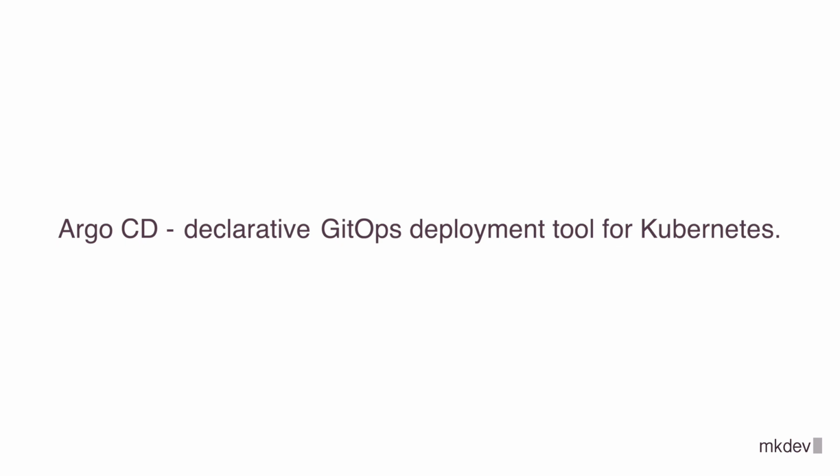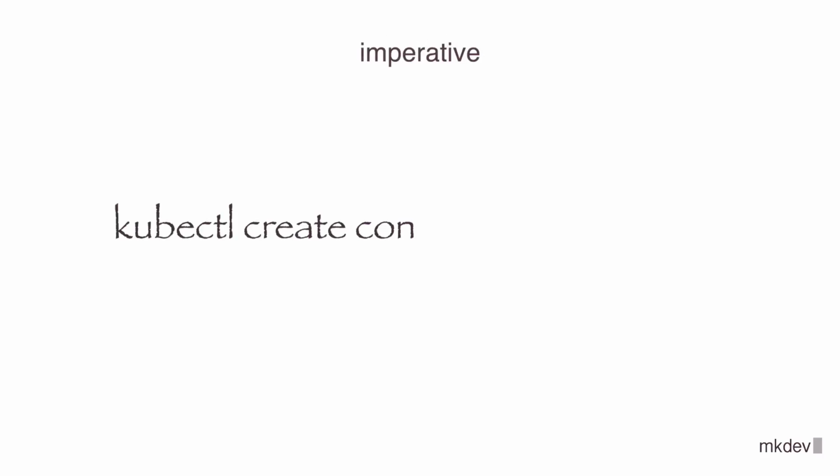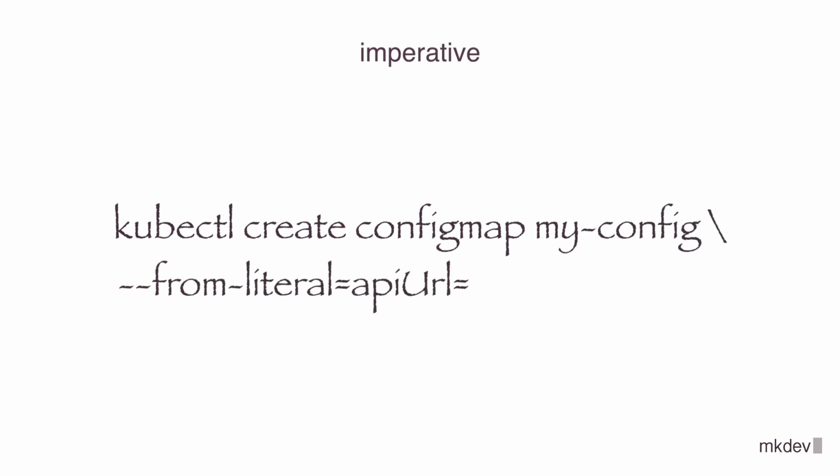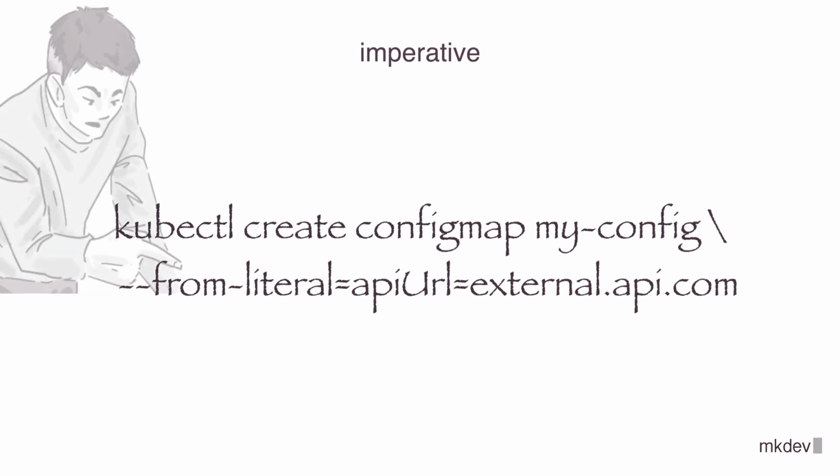Argo CD is a declarative GitOps deployment tool for Kubernetes. Let's unpack this definition by first defining what declarative is. When talking about Kubernetes, when we want to create a new object, for example a config map, we could run a kubectl command like this: kubectl create configmap myconfig --from-literal API_URL=external-api.com. That would be an imperative way. We directly told kubectl what to do.